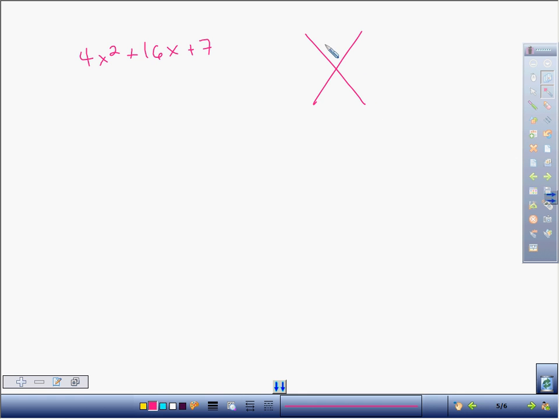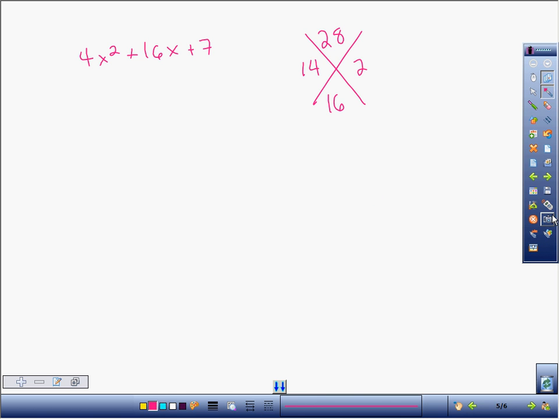What goes at the top of the cross? 4 times 7. 28. What goes down here? 16. What two numbers multiply to 28 and add to 16? 14 and 2. That's the hard part, figuring out what goes here and here. So 4 and 7 doesn't work, 28 and 1 doesn't work. So the only other factors of 28 are 14 and 2.